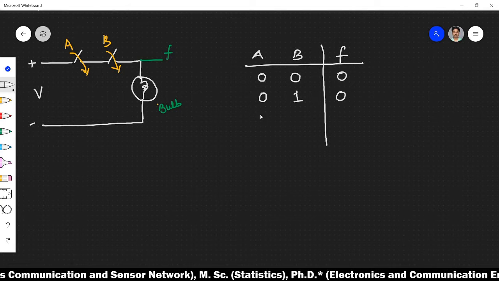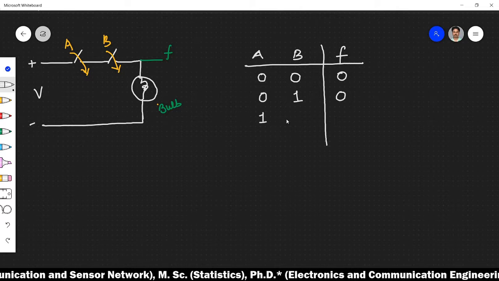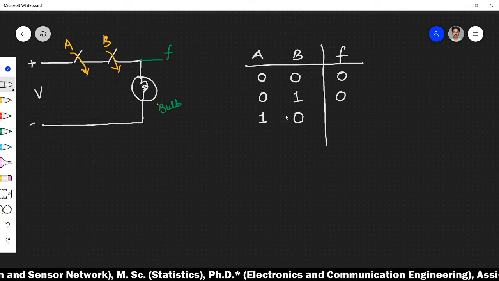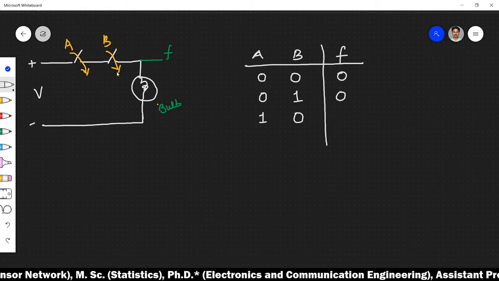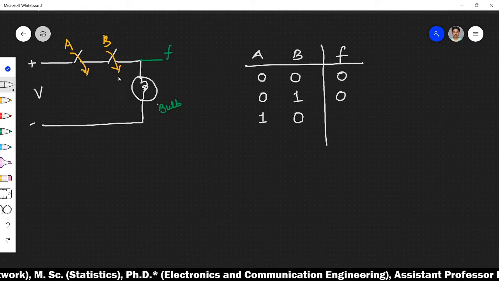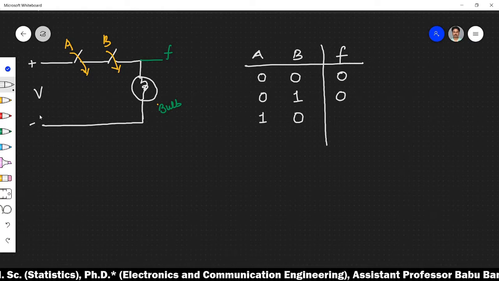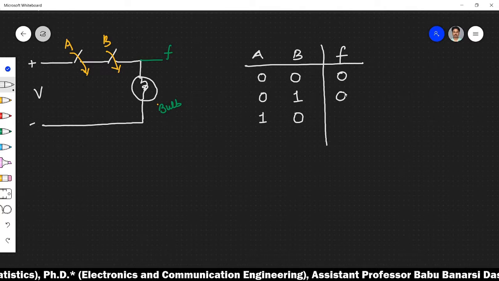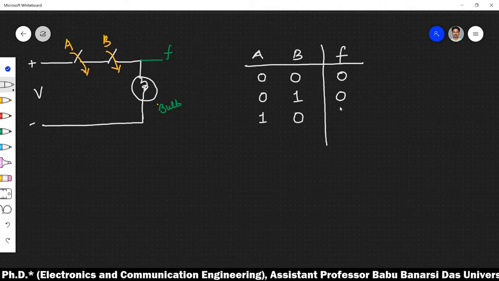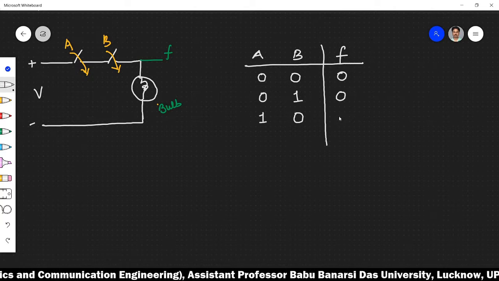The third combination: if A is closed and B is open, then again you will not have a path for current conduction across this bulb to glow it properly. So you will again say that when A is closed and B is open, you will not have a proper path for current, so the bulb will not glow. So this is again 0.